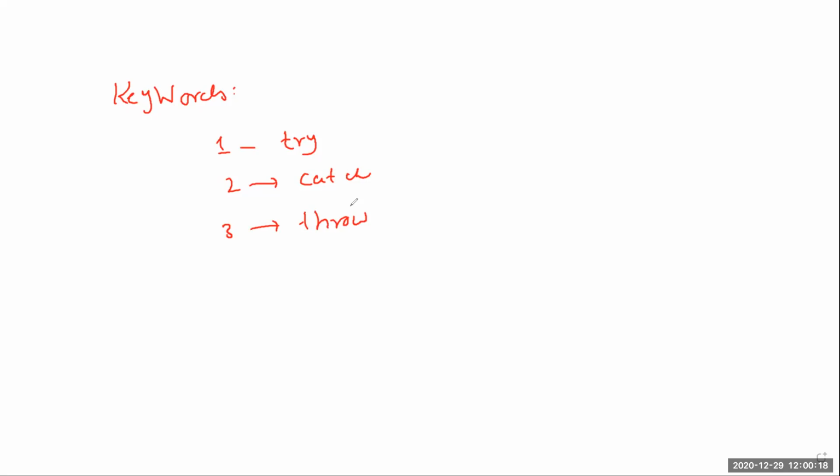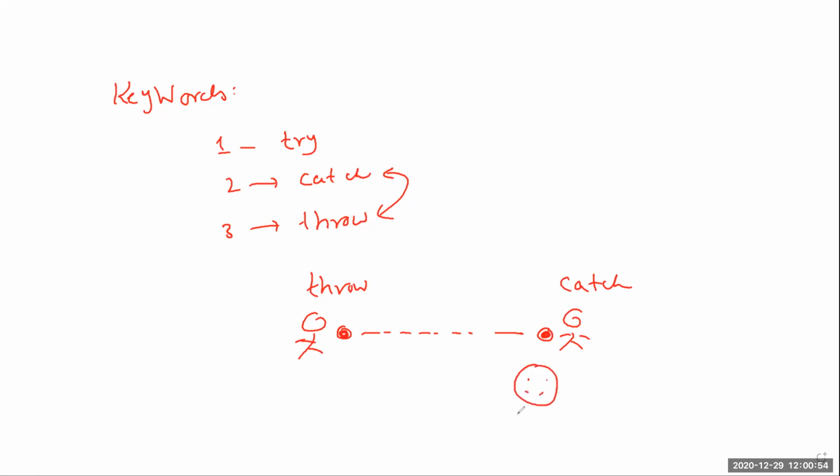Now before I give you an example, one thing you should remember is how throw and catch work. Suppose there are two persons, one is here and one is here. This person will throw something and this person will catch it. For example, if this person is throwing a tennis ball, this person will catch the same thing. It is not possible that I'm throwing a tennis ball here and by the time it arrives here it becomes a football. That is not possible.